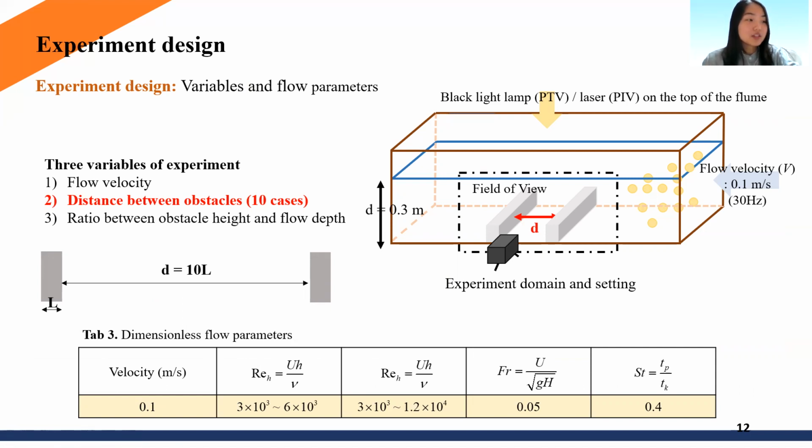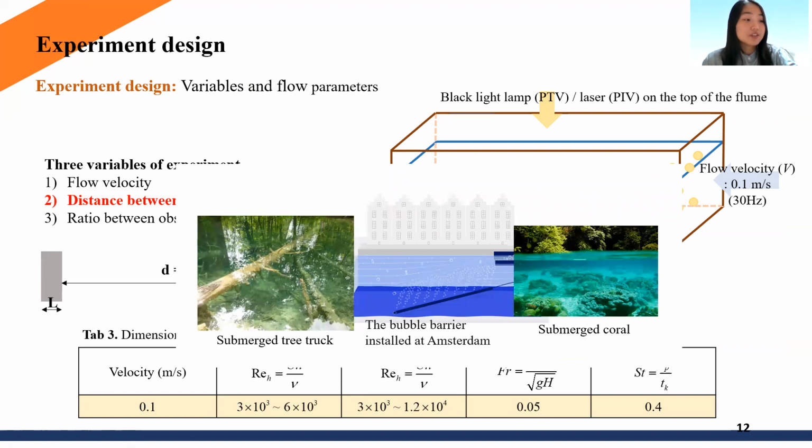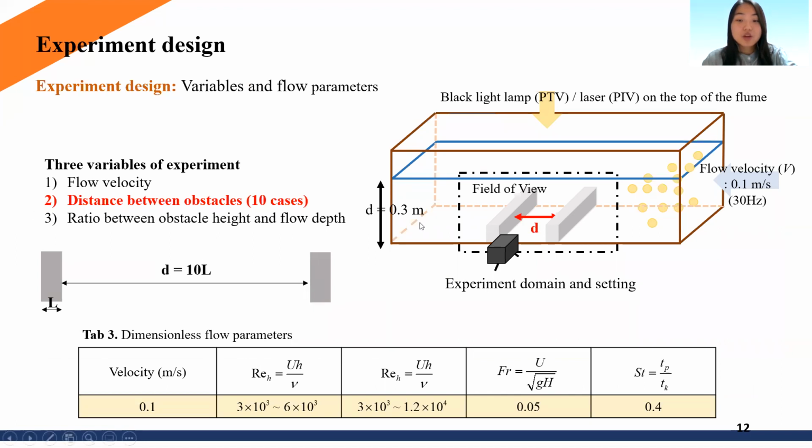And these obstacles at the bottom could be representing submerged tree trunks or benthic organisms, and they can also be mimicking barriers and capturing devices installed at the riverbed in nature. The camera would be located at the side of the flume so that longitudinal and vertical movement of particles would be recorded, and the light source would be located at the top to shed a volume or plane of light to the flume, depending on whether we are doing PIV or PTV.